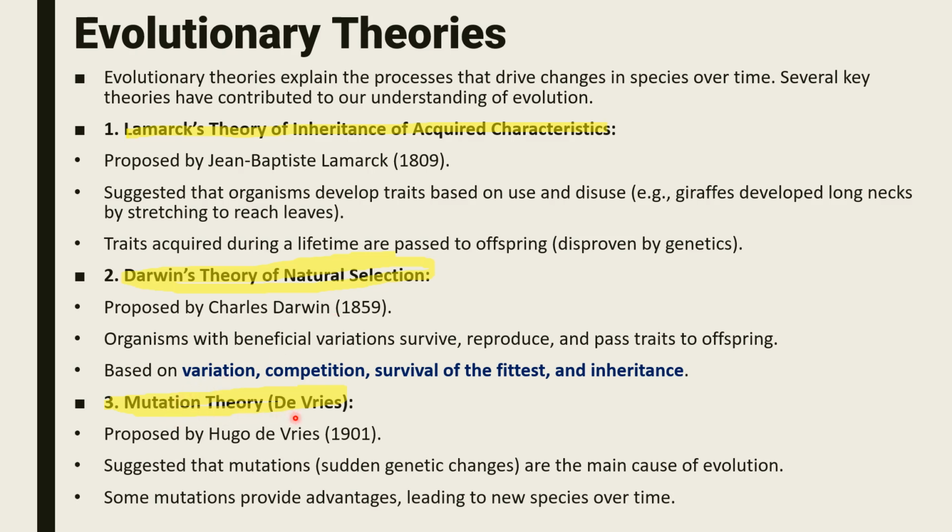The next one is mutation theory, proposed by Hugo de Vries. It suggested that mutations, sudden genetic changes, are the main cause of evolution. Some mutations provide advantages, leading to new species over time.